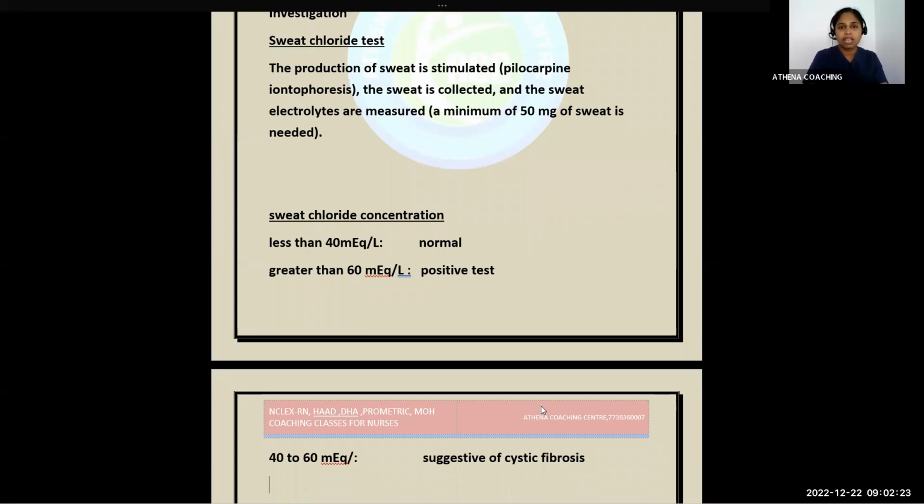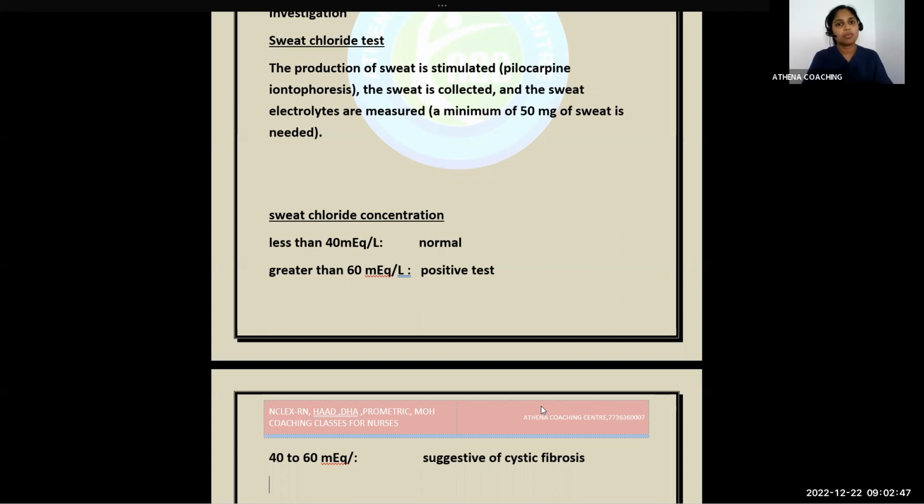Okay, so what is the normal value? If it is less than 40 milliequivalent per liter, it is considered normal. If it is 40 to 60 milliequivalent per liter, it is considered suggestive of cystic fibrosis. And if it is greater than 60 milliequivalent per liter, it is considered a positive sweat chloride test. Clear? So this is the investigation.